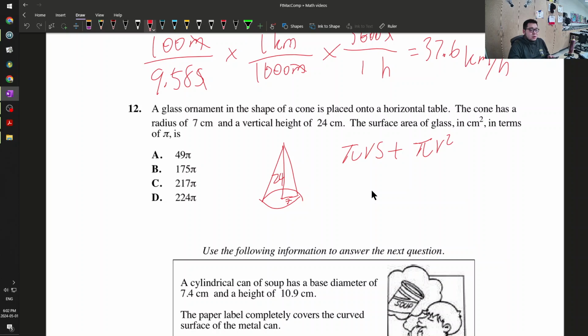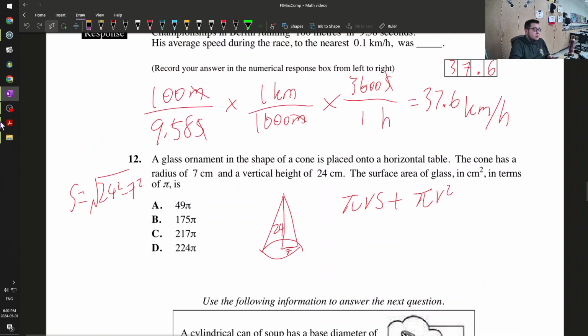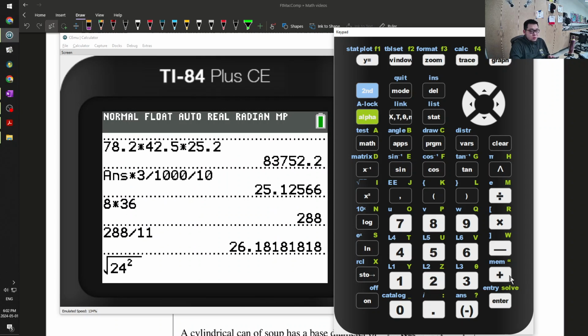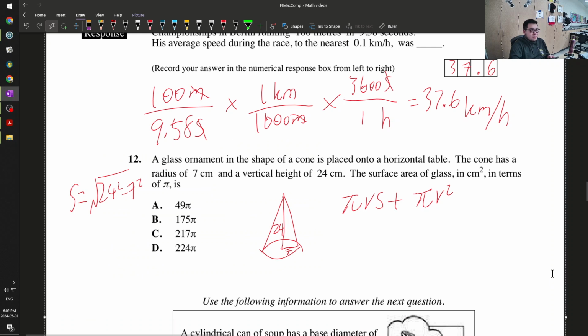Okay, so to find the s, we have to find the slant height. So slant height is equal to the square root of 24 squared plus 7 squared, Pythagorean theorem. Use my calculator. Square root of 24 squared plus 7 squared, 22.95.